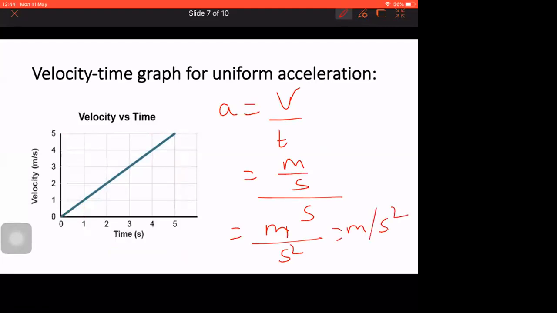You can also write this in this way. Meter per second square. These are the different kinds of representation. Meter divided by second square in this way, or meter second to the power of -2, because it is second square. If it is meter per second, you will write it with -1.